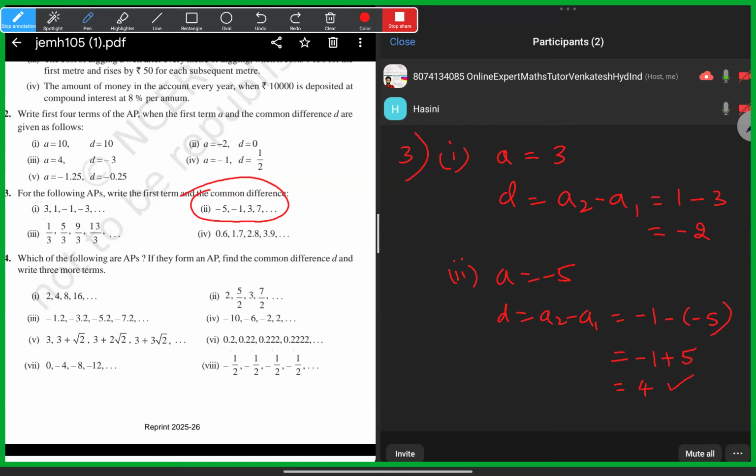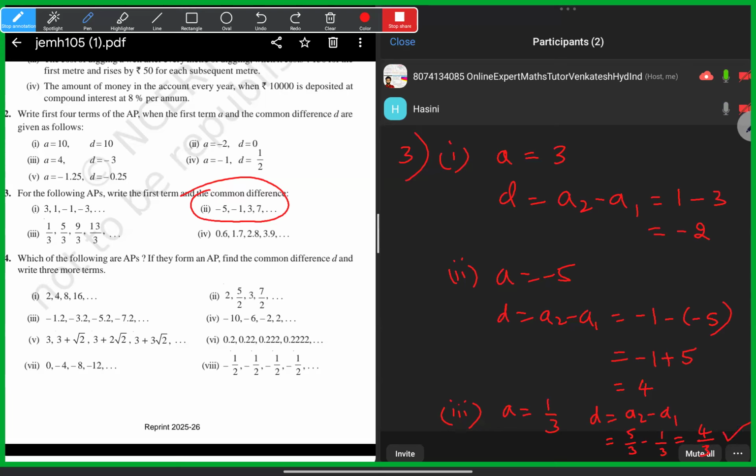So third bit, Asmi. Third bit, A is how much? First term, 1 by 3. Okay. D is A2 minus A1, or A3 minus A2, A4 minus A3, anything, your wish. So 5 by 3 minus 1 by 3, which is 4 by 3. Any doubt, Asmi? No, sir. Yes, that is correct.